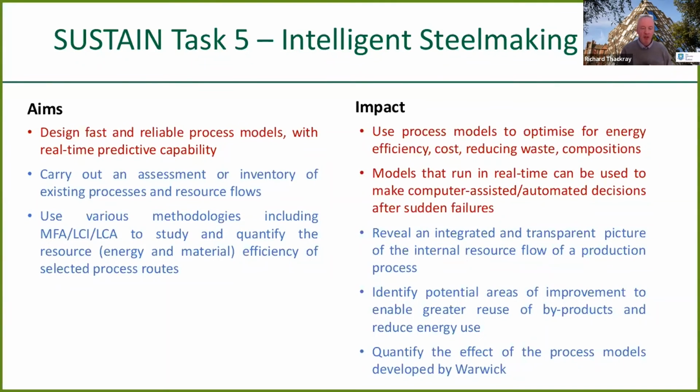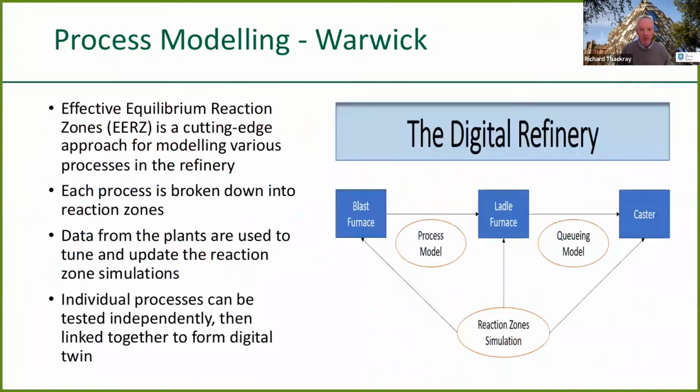So here are some of the aims of this intelligent steelmaking task. We've talked about the process models and the inventory of existing processes and resource flows, some of the various methodologies that we might use, and also trying to quantify what the impact of that might be. So to optimize for energy efficiency, for example, to reveal a transparent picture of the internal resource flows, material and energy, of various steps in the production process. Next slide, please. Back to you, Michael.